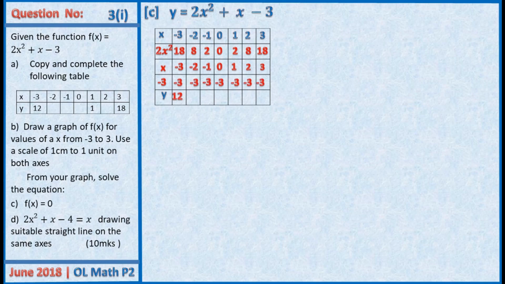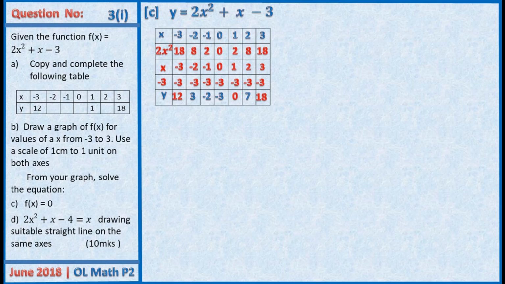Now to obtain the values of y, the first one has been given as 12. We have to sum the values in red. So we have 8 minus 2 minus 3 giving us 3. Minus 2 minus 3. 2 plus 1 minus 3 gives us 0. 8 plus 2, 10 minus 3 gives us 7. And 18 minus 3 plus 3 gives us 18. So we have completed the table.